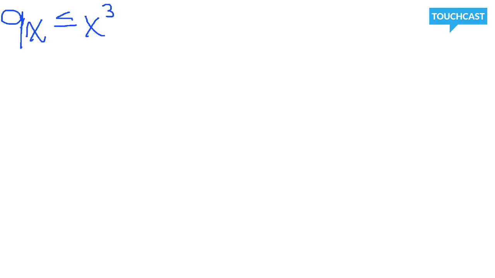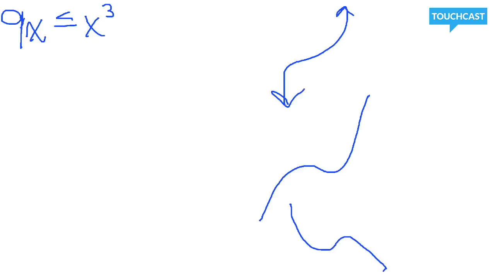Okay, so here's an inequality I want to solve: 9x is less than or equal to x cubed. This is a cubic inequality. It's not quadratic anymore. You probably don't have as much experience graphing cubics, but you know y equals x cubed looks like that, approximately. A cubic can actually change direction twice, so you'll find that most cubics look like this if they have a positive leading coefficient, or like this if they have a negative leading coefficient. You can imagine arrows on the ends there.